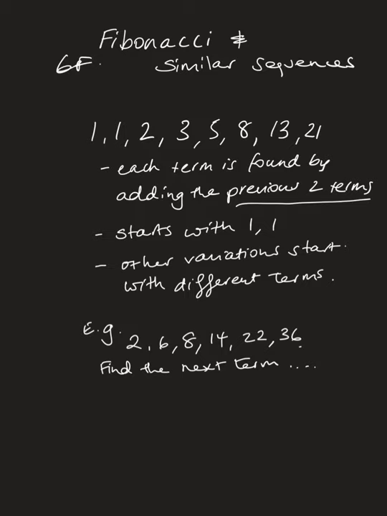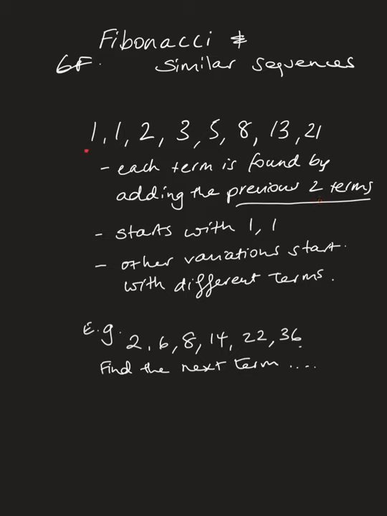Fibonacci sequences is this fella here, this little guy. I've just worked out how to use a laser, very impressed with that, so now I don't have to squiggle all over everything. So 1, 1, 2, 3, 5, 8, 13, 21, etc. How this sequence is formed is each term is found by adding the previous two terms together.